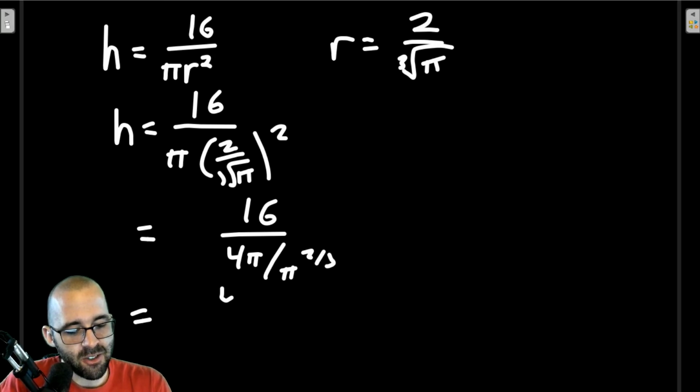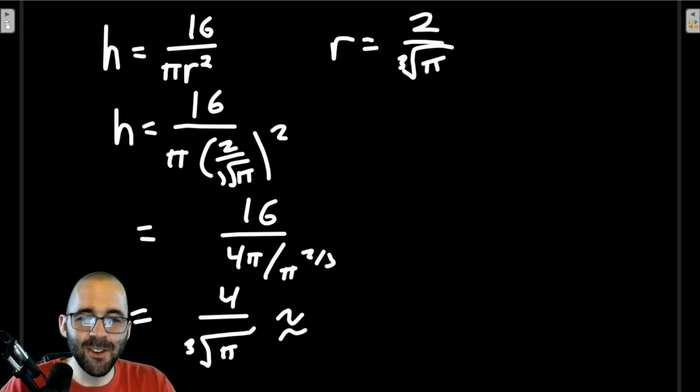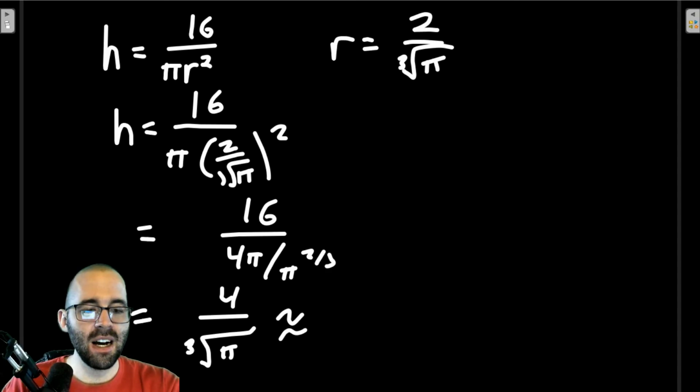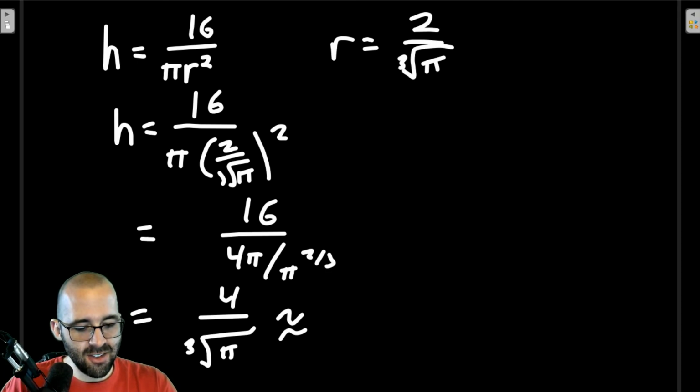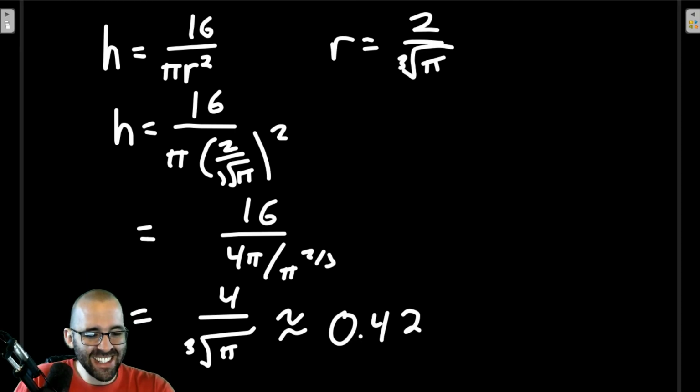16 divided by 4 is just 4. Pi divided by pi to the 2/3 is the cubed root of pi. So this is the height of our can of soup, just 4 divided by the cubed root of pi, which is going to be approximately... What happened? There's no way. This is way too small.